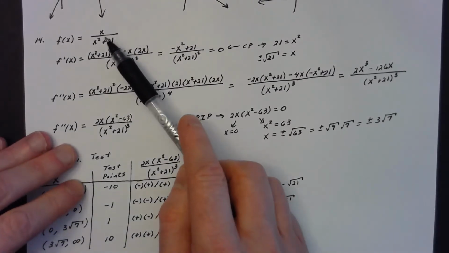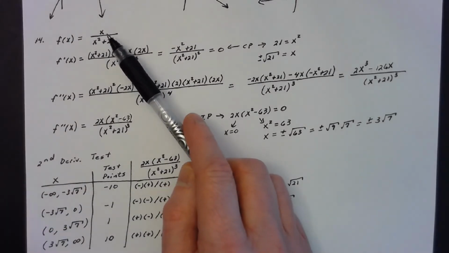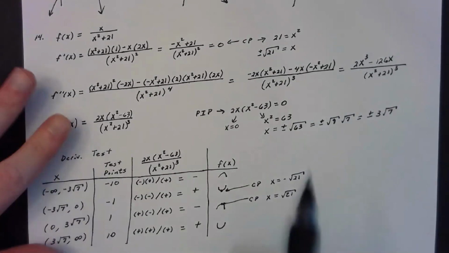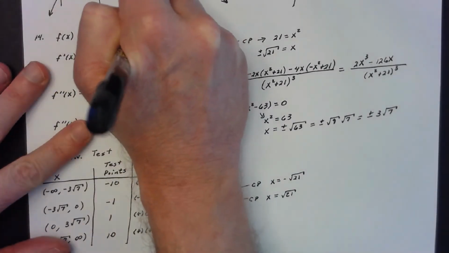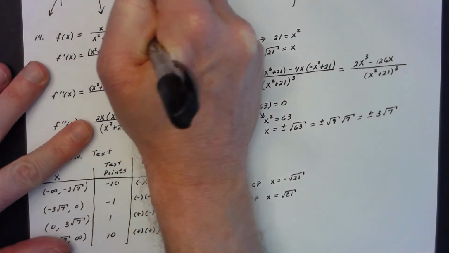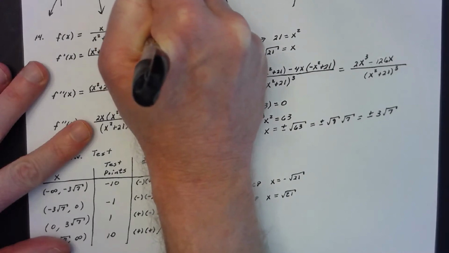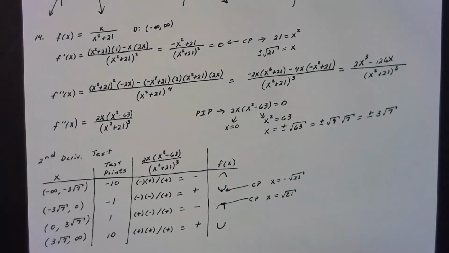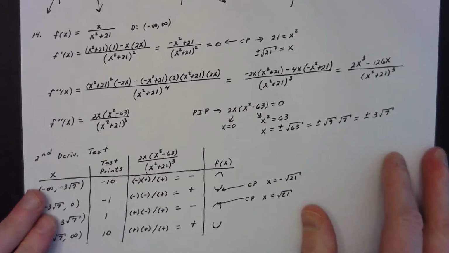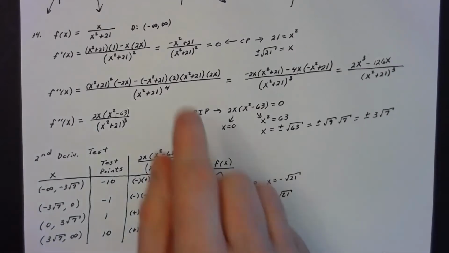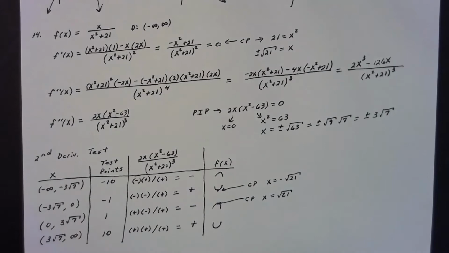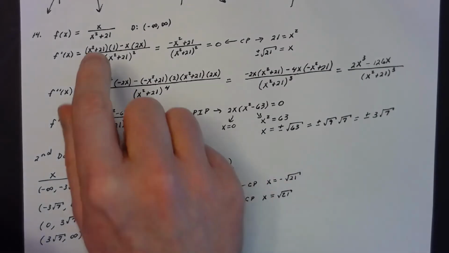We have a rational function given, in this case x over x squared plus 21. Make note that the domain of this rational function is all real numbers, so negative infinity to infinity. There's no value of x that's going to cause that denominator to not exist. So with the understanding that that domain is all real numbers, I can go ahead and take the critical points and the inflection points and know that nothing needs to be restricted.